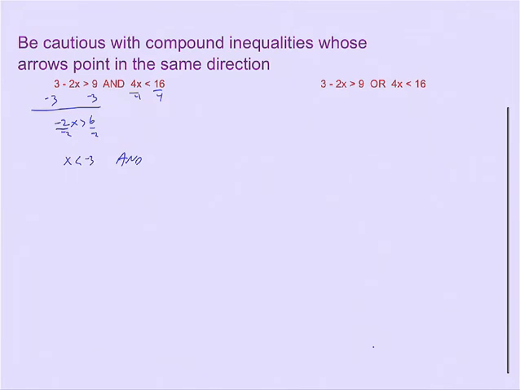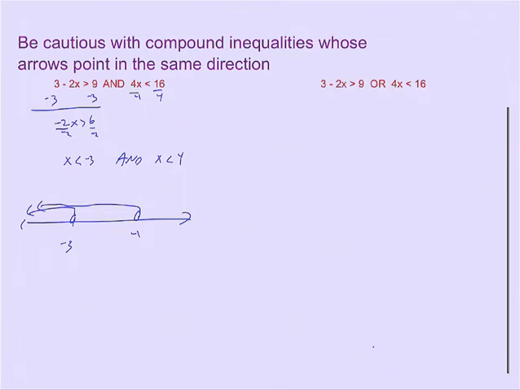So we get x is less than negative 3, and x at the same time is less than 4. Remember, that's a strange statement. Let's see what that looks like. x has to be less than negative 3, but at the same time, it also has to be less than 4. Our arrows are pointing in the same direction.